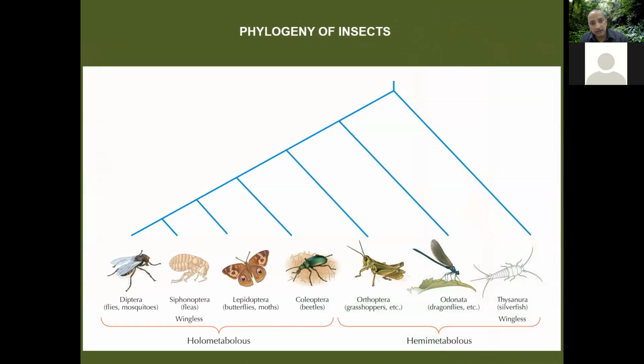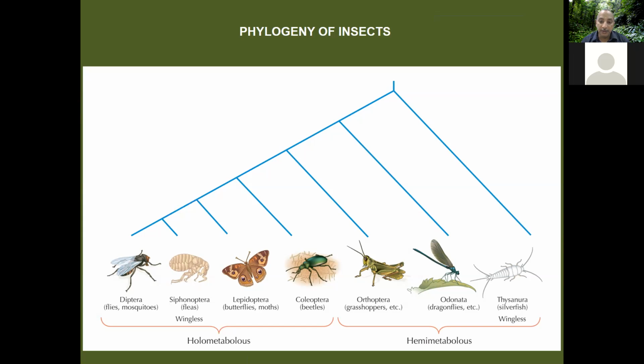So if you look at the simple phylogeny of insects, there are basically two groups of insects: what is called the holometabolous and another called hemimetabolous. Holometabolous are the ones which have a true metamorphosis. So they have the egg, larva, pupa and adult stages. The larva is entirely different from the adult. They look very different, like a butterfly larva looks very different from the butterfly. So they undergo this complete metamorphosis. It's called complete metamorphosis. So they have egg, larva, pupa and adult.